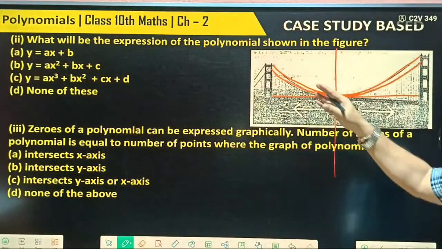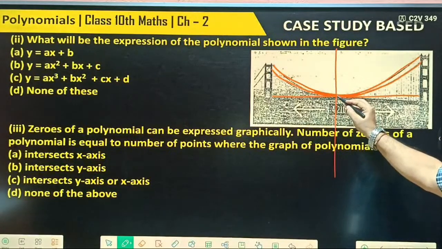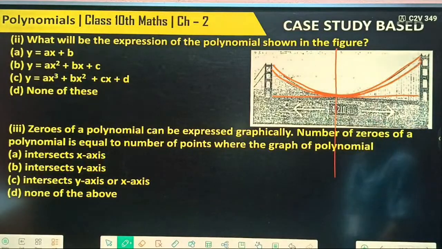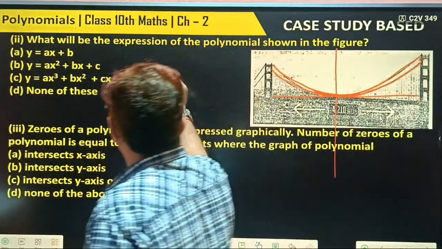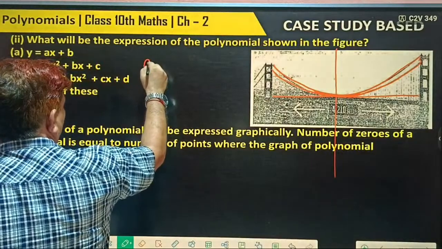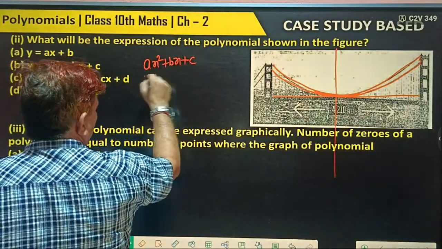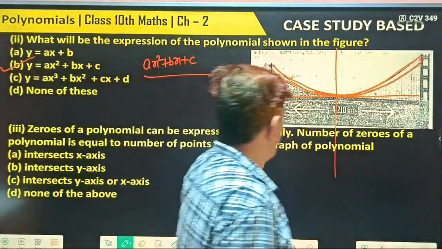So its shape is like a parabola. Understood? Where is it touching the axis? And if its shape is like a parabola, whose graph is this? This is a quadratic equation. And what is the form of a quadratic equation? The standard form: ax square plus bx plus c. So which one is this? The parabola shape.